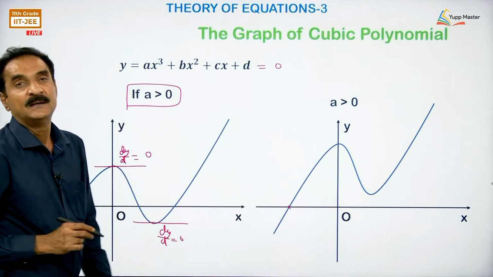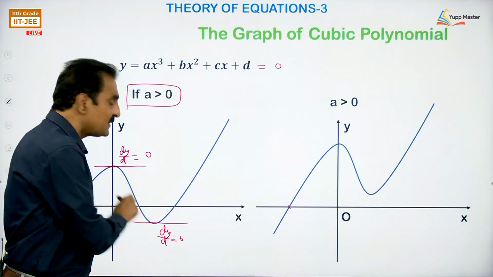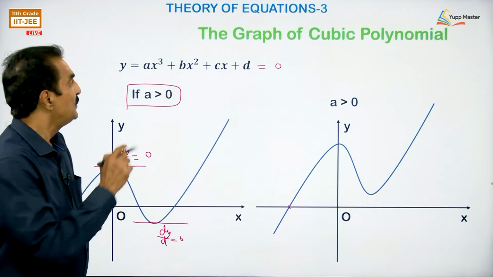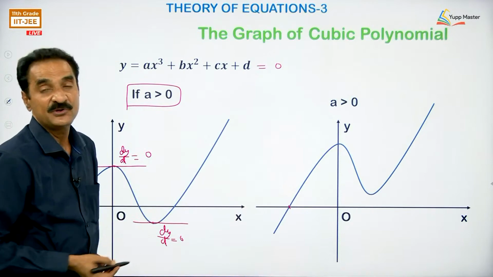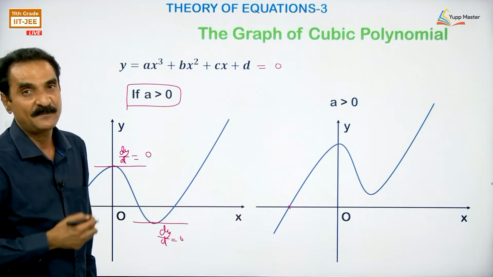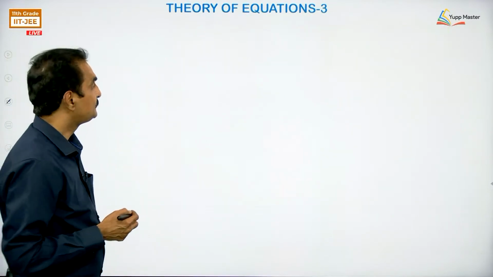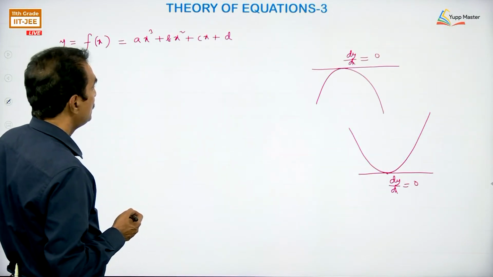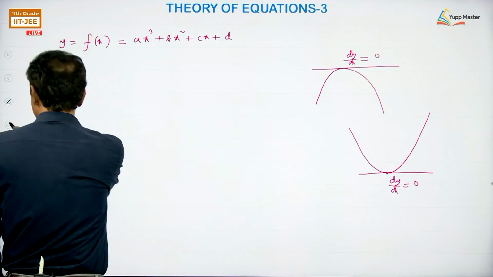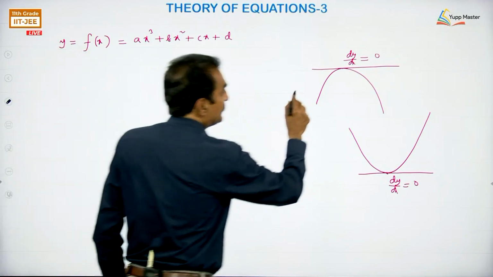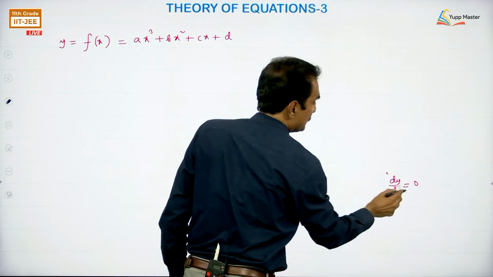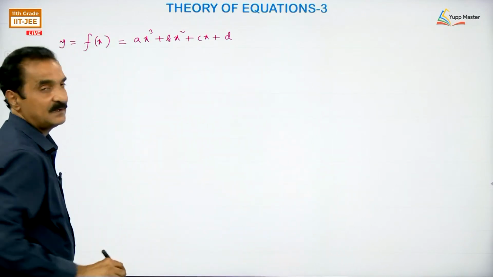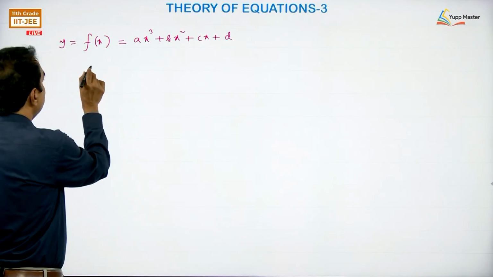Is it not? So in order to identify where it will attain maximum value and minimum value, we have to find dy by dx and equate it to 0 and find the values of x. So I will find dy by dx or f dash x.